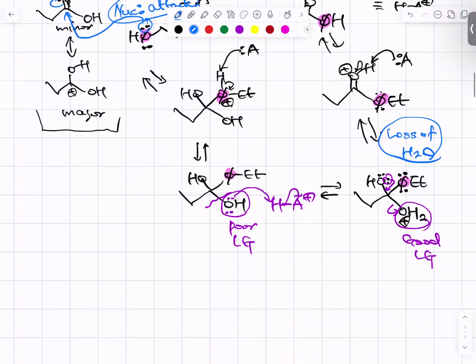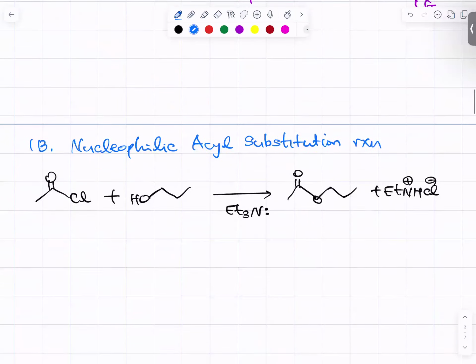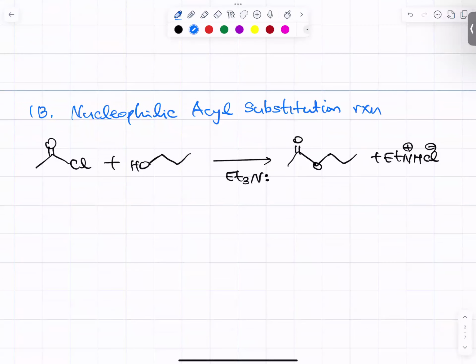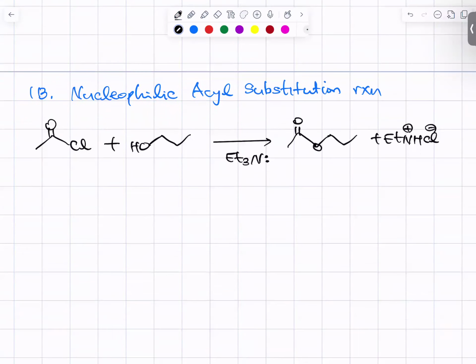Okay, now let's move up to B, nucleophilic acyl substitution reactions. First recognize it: alcohol is not acidic, not basic, like water. Water itself is neutral. Alcohol itself is neutral. We have triethylamine, which is a weak base. So this is a slightly basic condition. Remember, this is not an acidic condition.